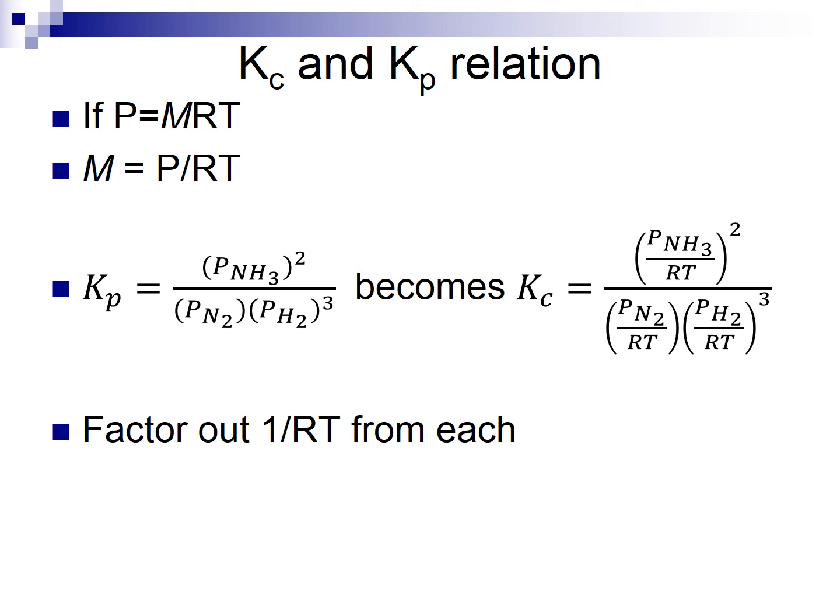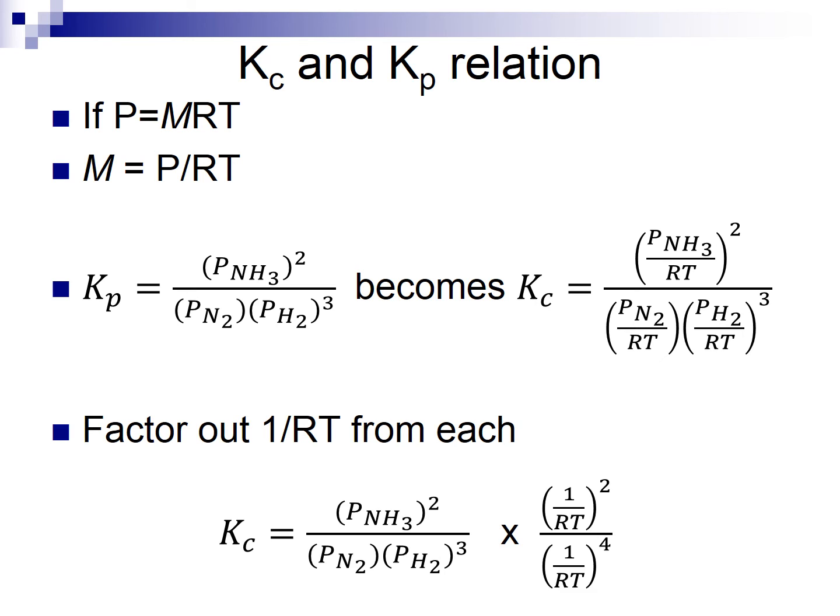I can factor out 1 over RT from each of these, and in doing so I'll get the pressure of NH3 squared divided by the pressure of N2 times the pressure of H2 to the third, all multiplied by 1 over RT raised to the second power divided by 1 over RT raised to the fourth power, because when I multiply two things with exponents, the exponents will add together. So my 1 from the nitrogen and my 3 from the hydrogen added to make 4.